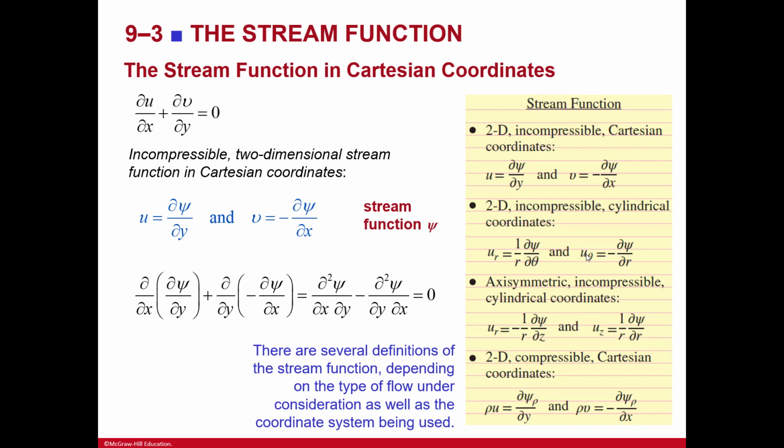So here's the stream function in the Cartesian coordinates and the incompressible two-dimensional stream function in the Cartesian coordinates. So we have both of these, and you see the stream function looks like a little trident. That's what one student told me. And so here you just have stream functions, 2D incompressible Cartesian coordinates here, 2D incompressible cylindrical coordinates here, axisymmetric incompressible cylindrical coordinates here, and then 2D compressible Cartesian coordinates here. So it's just the definitions as well as the corresponding functions.